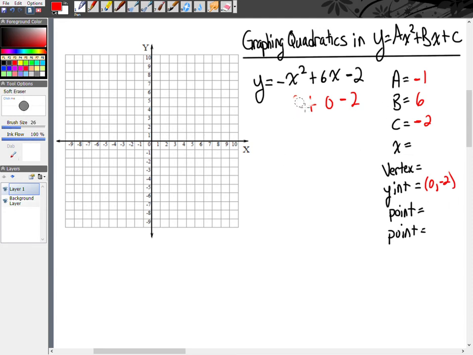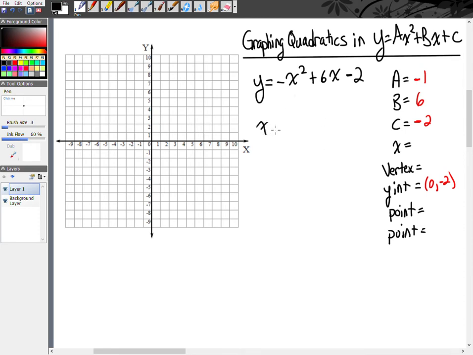So we have already found half of the pieces of information that we need to find in order to graph this quadratic, in order to graph this parabola. So next we're going to find the x value, the axis of symmetry.